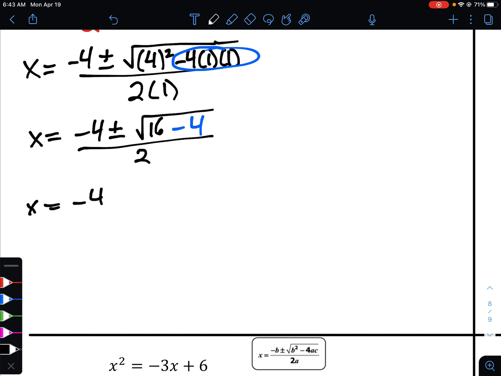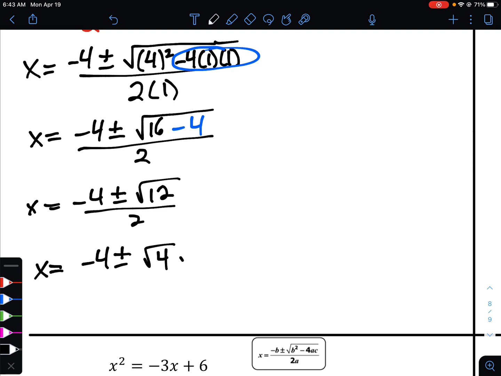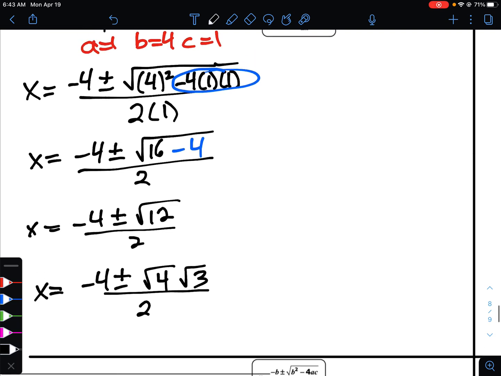So then let's go ahead and keep simplifying, starting with what's underneath our square root. 16 minus 4 is 12. Everything else stays the same. And now we'll go ahead and try to simplify that square root. The square root of 12, we could divide by 4, which is a perfect square. So we could rewrite that as the square root of 4 multiplied by the square root of 3 over 2. And the reason we would want to do that is that this square root of 4 is going to simplify. The square root of 4 we know is going to be equal to 2.